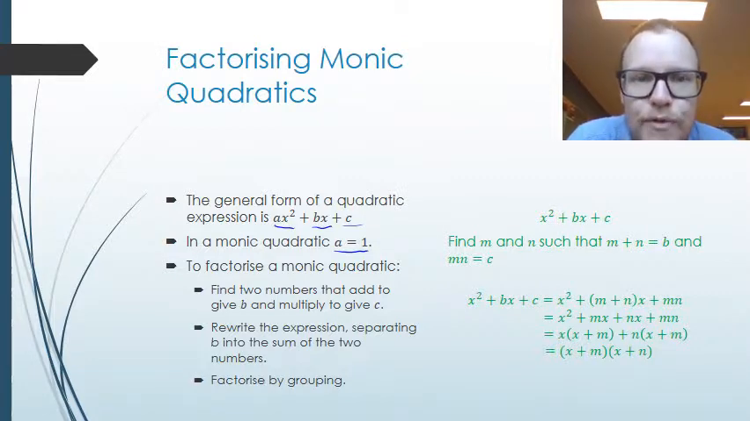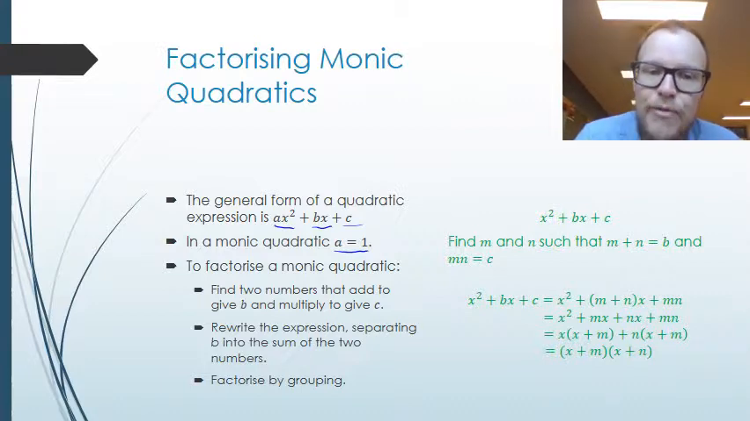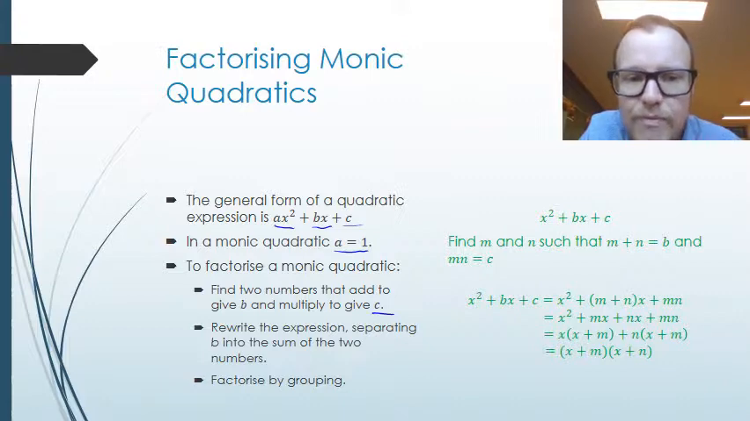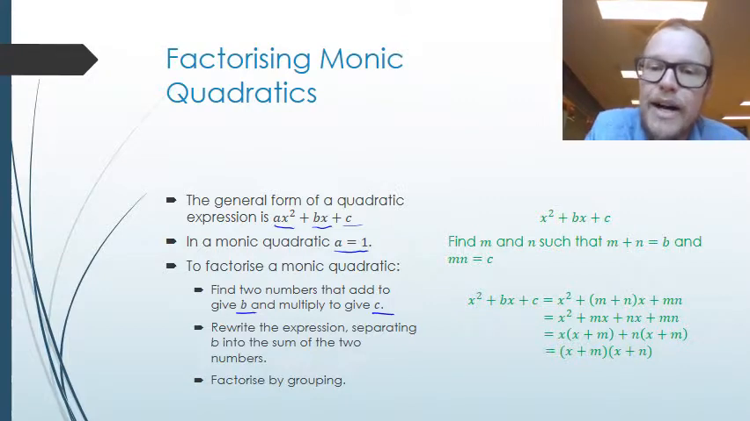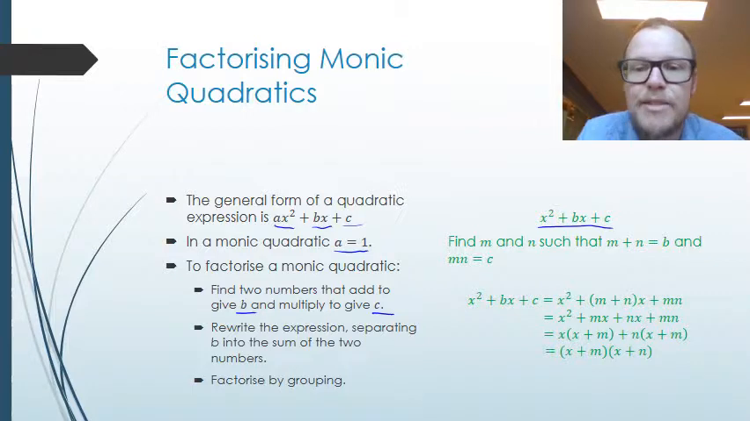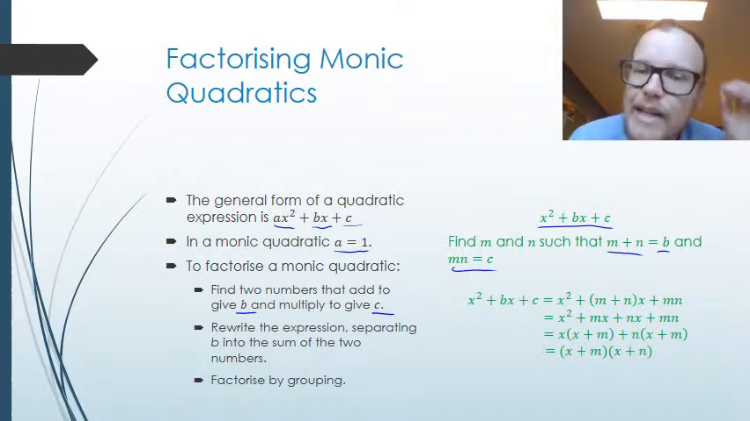So in order to factorise a monic quadratic, we need to find two numbers that add to give b and multiply to give c. So we're finding two factors of c that add to give b. We rewrite the expression, separating b into the sum of two numbers, and then we factorise by grouping, as we've seen in the last video. So if I've got x squared plus bx plus c, I need to find two numbers m and n such that if I add those numbers together I get b, and if I multiply them together I get c.